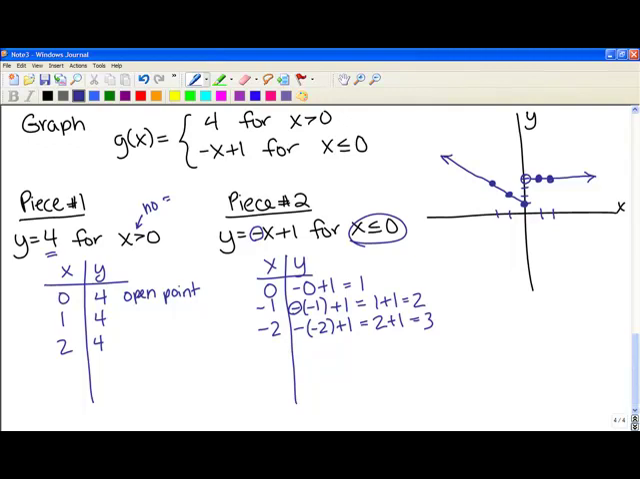Be careful when you have open points. Make sure you know where they are. And they occur when you do not have an equal sign. And then just connect the dots and you'll get your graph.